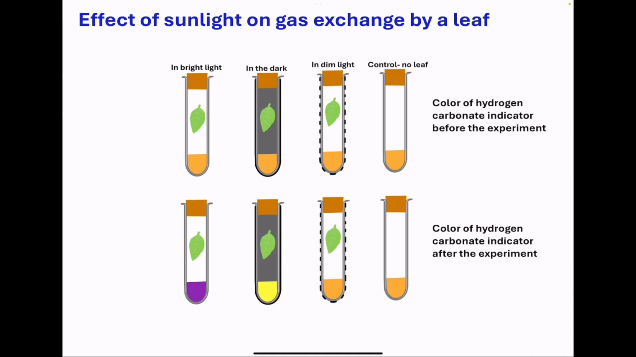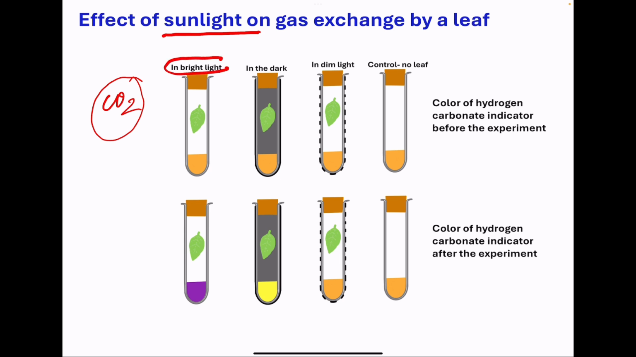Next, we go to effects of sunlight on gas exchange by a leaf. Here we're going to use the hydrogen carbonate indicator to detect the CO2 concentration within the experiment. Remember, sunlight causes photosynthesis to occur, meaning CO2 is going to be used up and the concentration decreases if sunlight is available or if photosynthesis occurs. So we have 4 experiments set up.